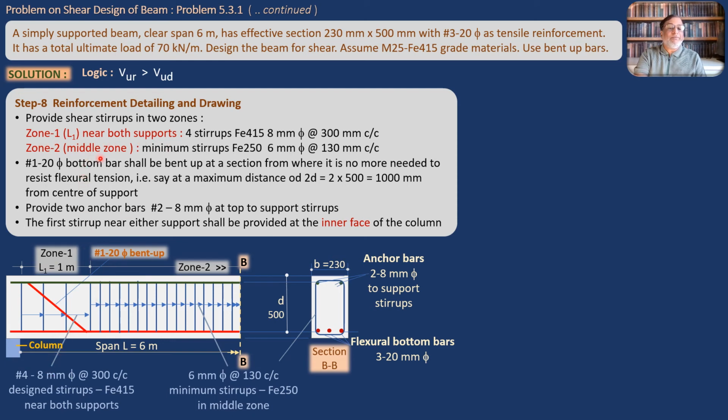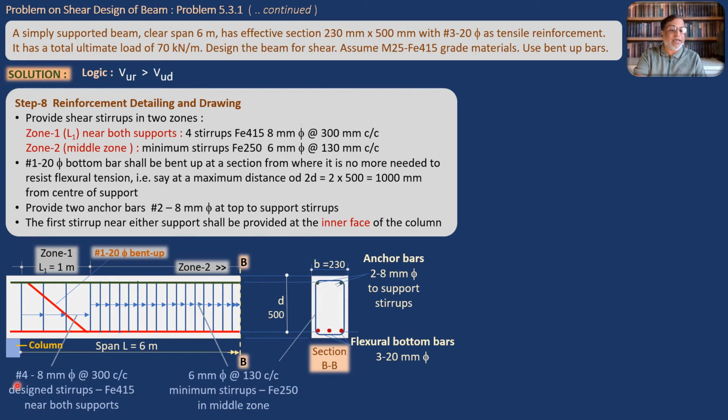You are saying that you have to provide 4 stirrups of Fe415 grade steel of 8 mm diameter at 300 mm center to center. This is what we have concluded in the previous step. Now we are putting it as a conclusion. So you can see here is the span of the beam. Here you see zone 1, 1 meter distance, and here you see 4 stirrups. 1, 2, 3, 4. 4 stirrups.